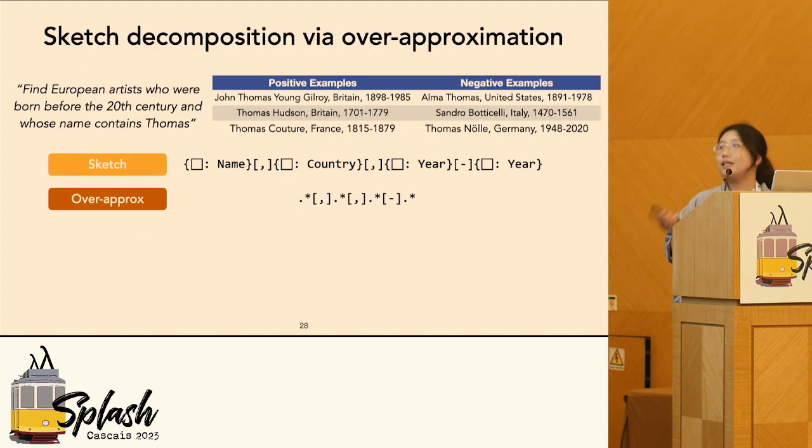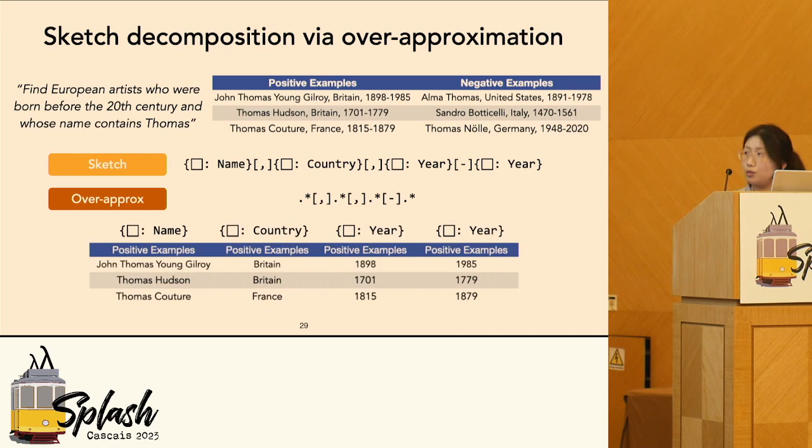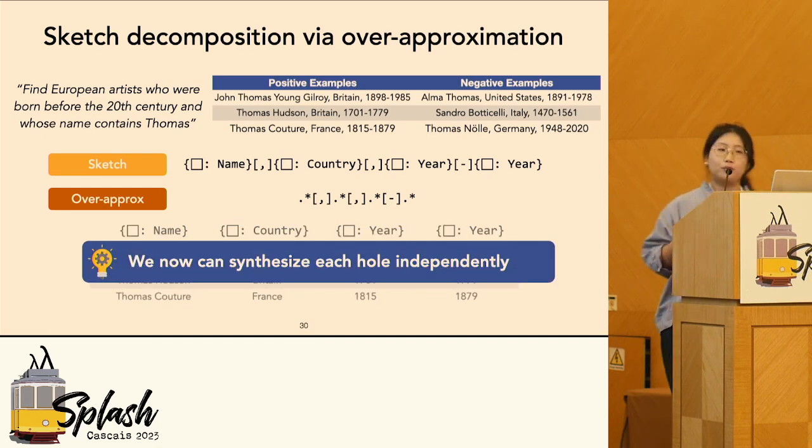So how do we use it to generate the decomposition? Well, basically all we're doing here is just running this over-approximation of the sketch over the positive examples. And we get the matched group string that is matched by each single hole. In this way, we obtain 4 subtasks, where we can nicely decompose the positive examples, and we can synthesize each hole pretty independently.